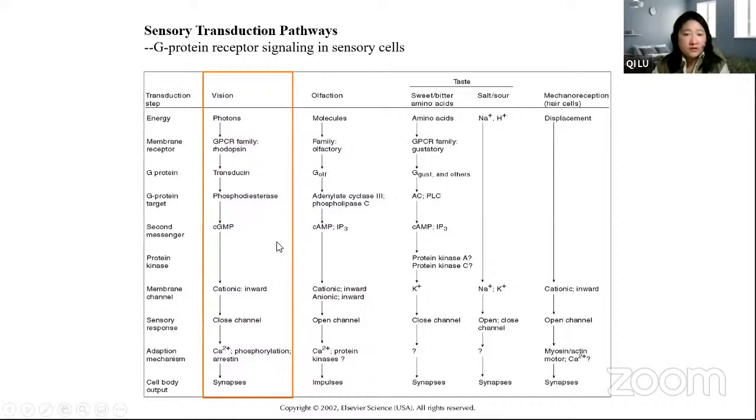transducin. Then transducin will activate the PDE, a phosphodiesterase, which hydrolyzes cyclic GMP. The decreased concentration of cyclic GMP will close the CNG channel. The CNG channel is a cyclic nucleotide gated channel, and this reduces the influx of cations and will cause hyperpolarization. With the hyperpolarization, the synaptic release of the neurotransmitter glutamate will be reduced.